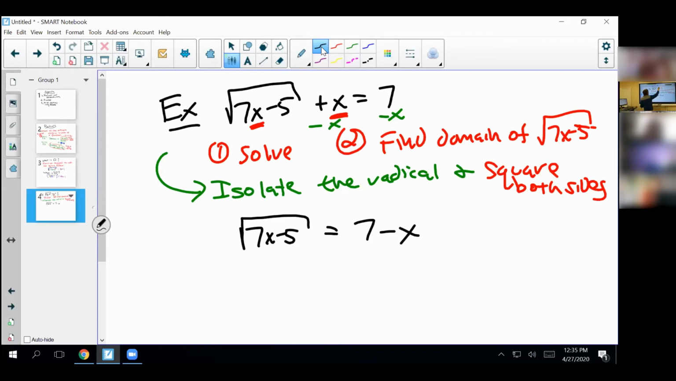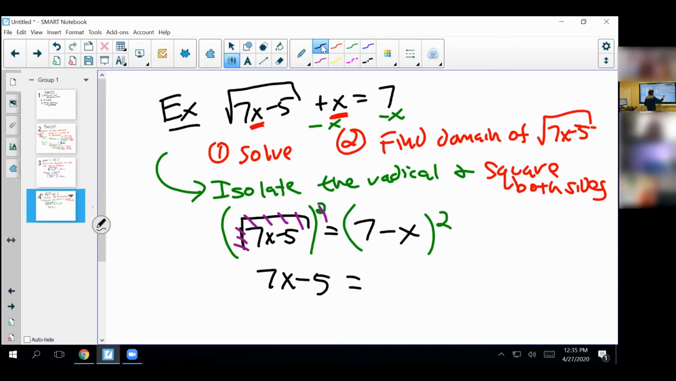Okay, so why did I say square both sides? Well, of course, the square root is designed to undo the squaring, and squaring is designed to undo the square root. So they're a perfect match made in heaven. They're just going to go off and do their own thing behind closed doors, and then we'll be left with a polynomial which we're going to solve. So we get 7x minus 5 is equal to, unfortunately, because we have this extra x in here, it's going to turn into a quadratic, but it won't be too bad.